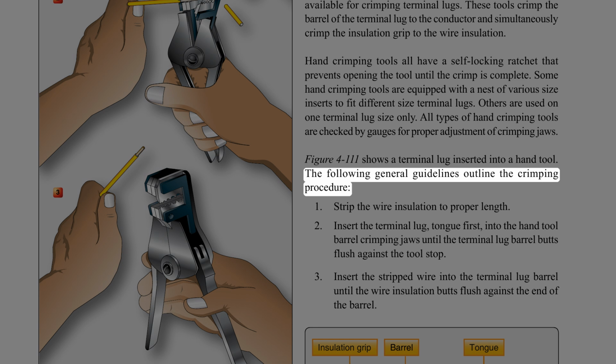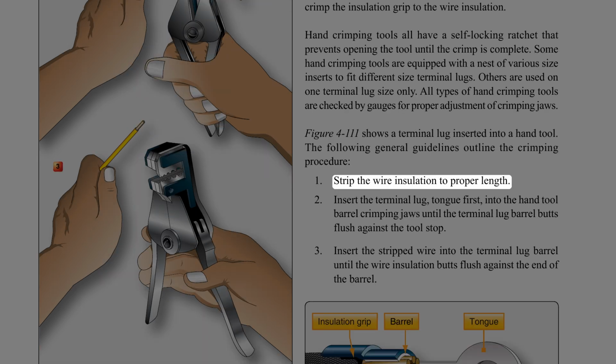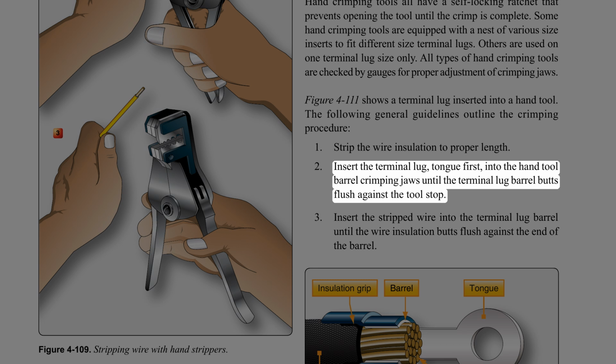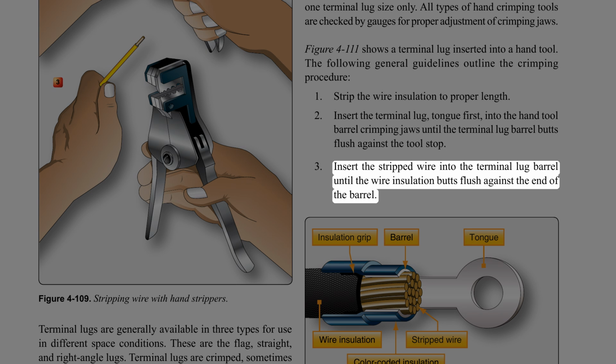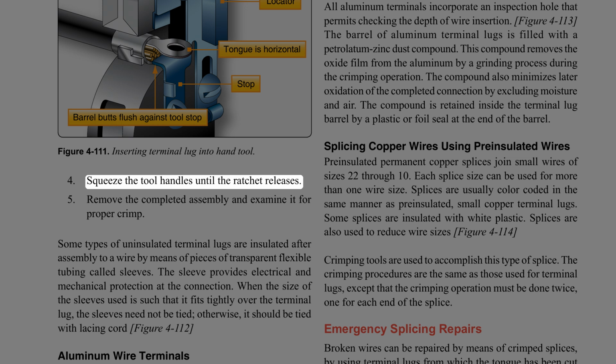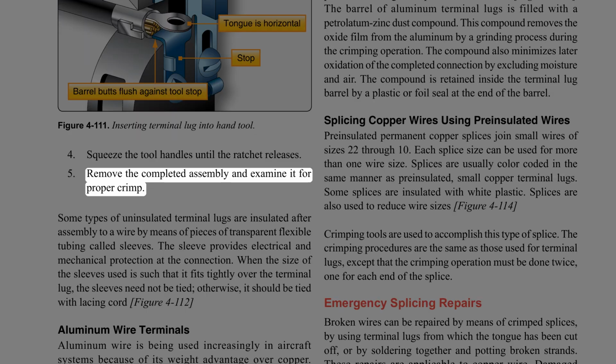The following general guidelines outline the crimping procedure. Strip the wire insulation to proper length. Insert the terminal lug, tongue first, into the hand tool barrel crimping jaws until the terminal lug barrel butts flush against the tool stop. Insert the stripped wire into the terminal lug barrel until the wire insulation butts flush against the end of the barrel. Squeeze the tool handles until the ratchet releases. Remove the completed assembly and examine it for proper crimp.